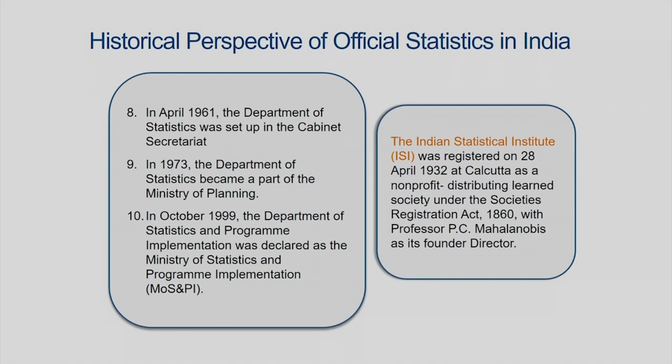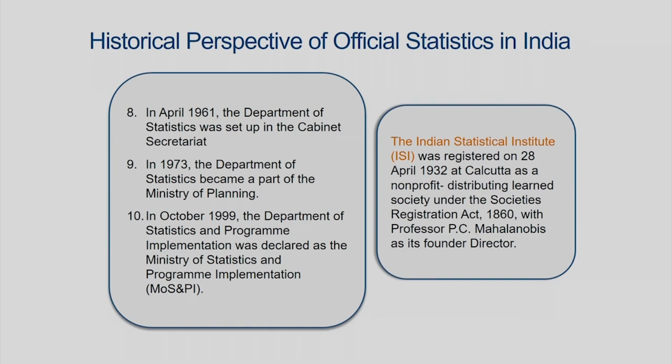In October 1999, the Department of Statistics and Program Implementation was declared as the Ministry of Statistics and Program Implementation, and the Indian Statistical Institute was registered in 1932 under the directorship of Professor P.C. Mahalanobis for furthering research on official statistics in India. So, this is a brief timeline of how the statistical system in India has developed, and a number of changes have happened within the statistical system over the last 2 decades.